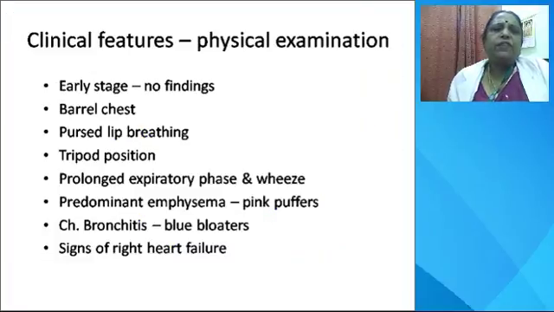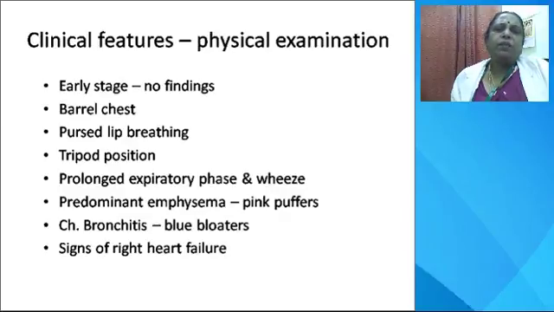What are the clinical features? While considering the clinical features, in the early stages there won't be any findings at all, but looking at the patient, he will be dyspneic at rest with the accessory muscles of respiration acting, and he will not be able to complete a sentence fully, with pursed lip breathing. On examination, the patient will have a barrel shaped chest, and he sits in a tripod position, and there will be a prolonged expiratory phase and wheeze.